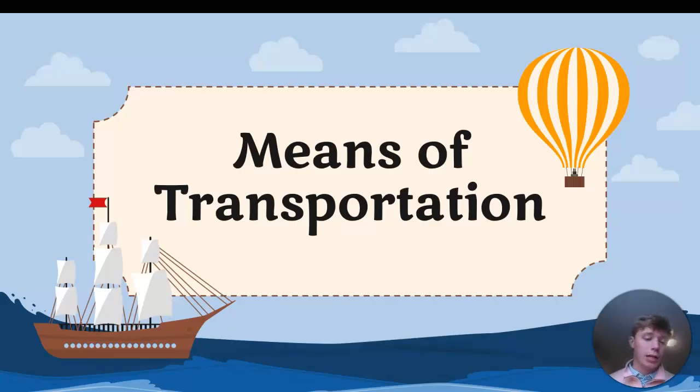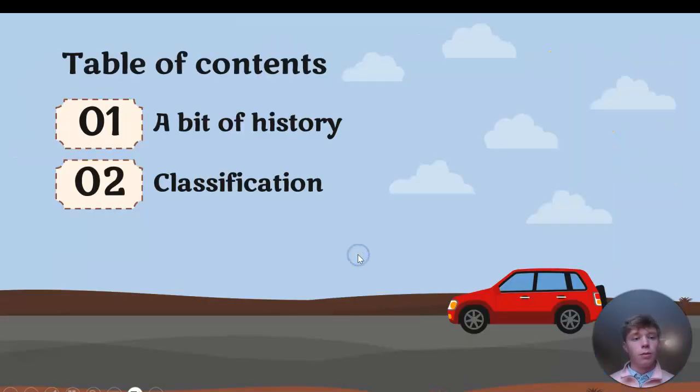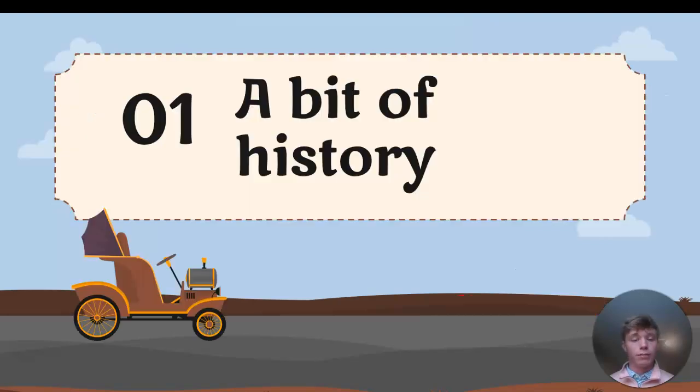So this looks like land, water, and air transportation. And as we talk through it, I'm just going to be talking a little bit about the brief history, and then the classifications, and some different examples of what transportation looks like nowadays, after we go through the history of it. So, a little bit of the history.